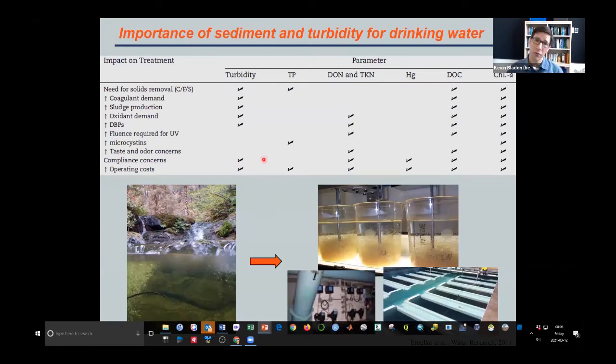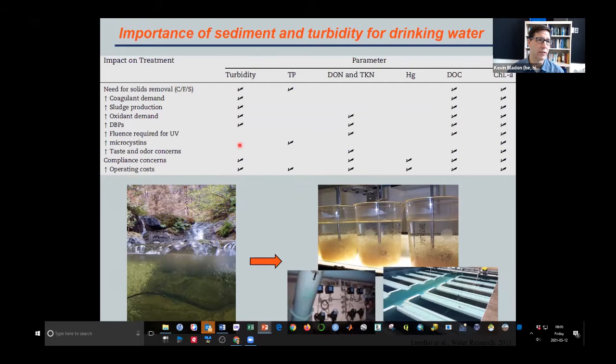Yesterday, I thought we had a really nice talk from Stephanie Reed from Lincoln City. And she spoke of the challenges that sediment create for treatment. This is a table that colleagues and I put together several years ago for a manuscript showing various parameters and what impacts they may have on treatment.